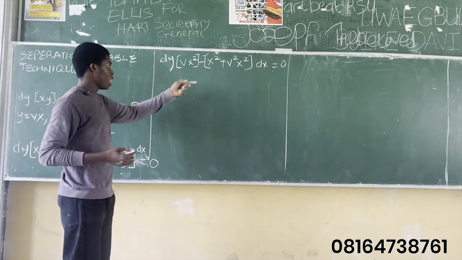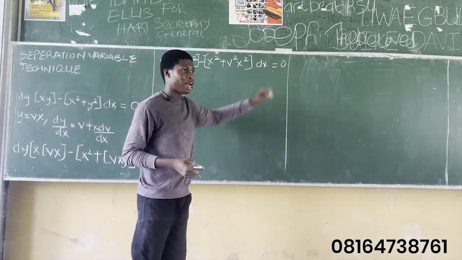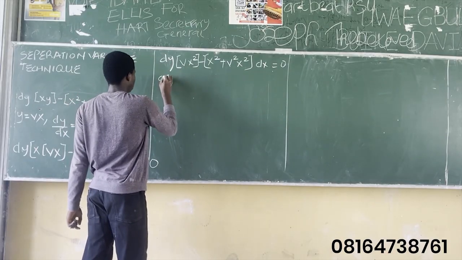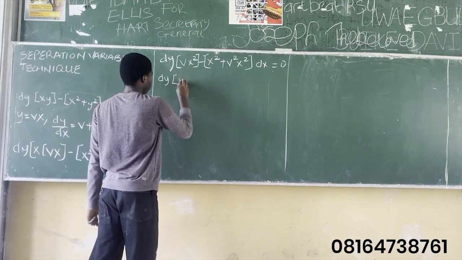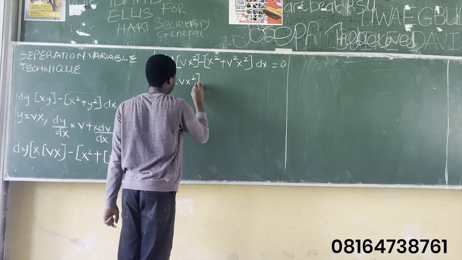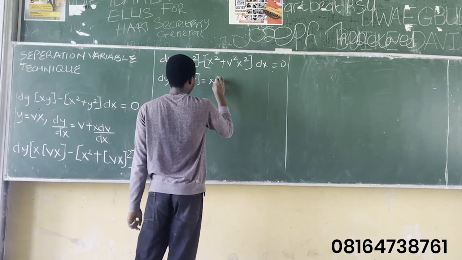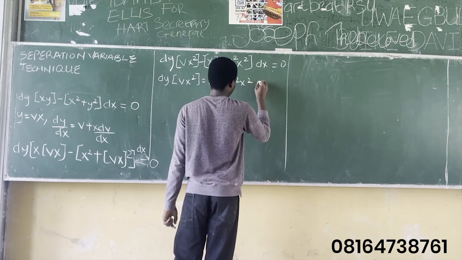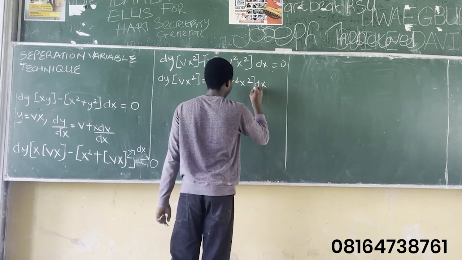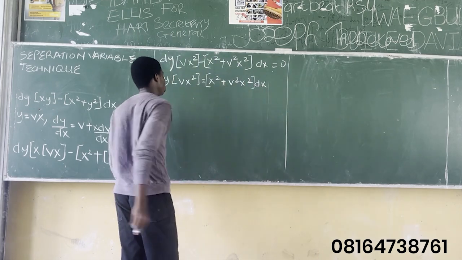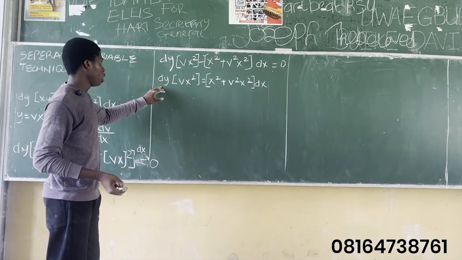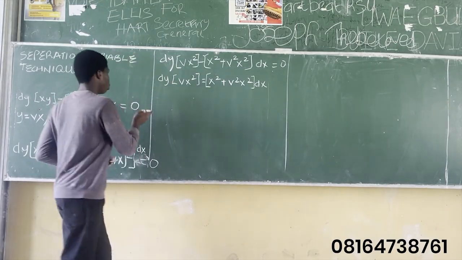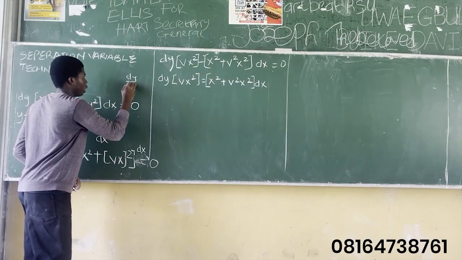So now we are going to be taking these whole parameters over to the right hand side so it can equal out properly. So it's going to be dy times vx squared is equal to x squared plus v squared x squared, dx. Should not forget our brackets. So now we need to have a dy over dx. We need to have the value present like this, dy over dx.